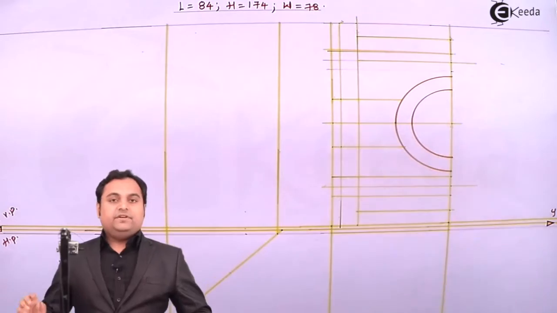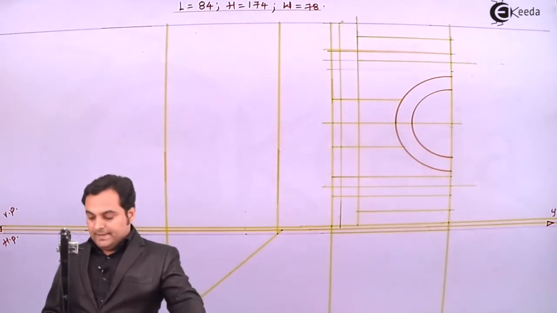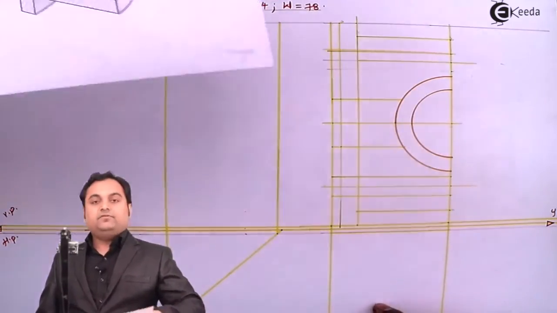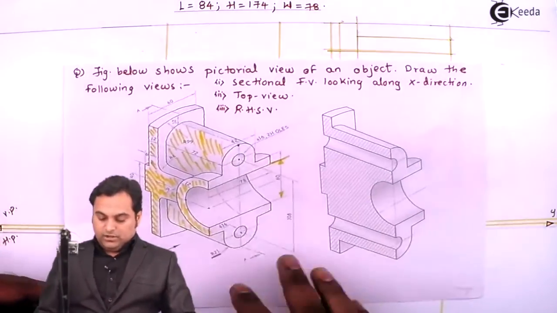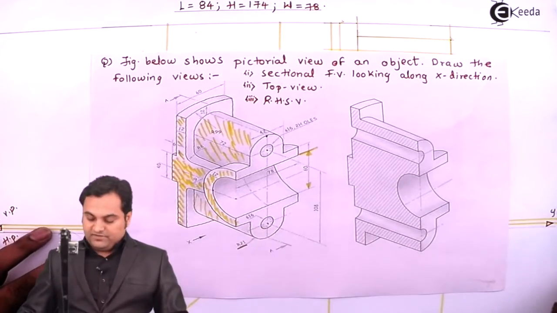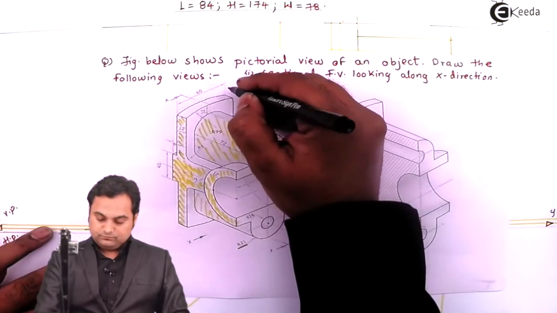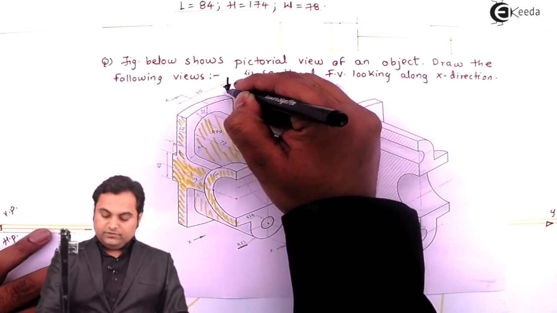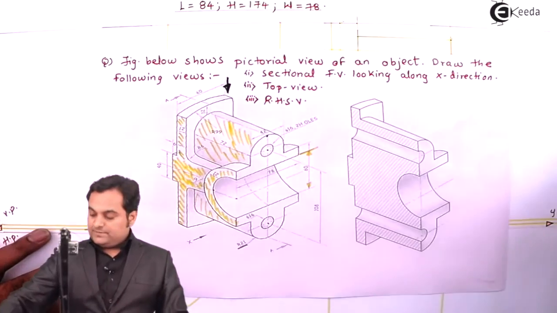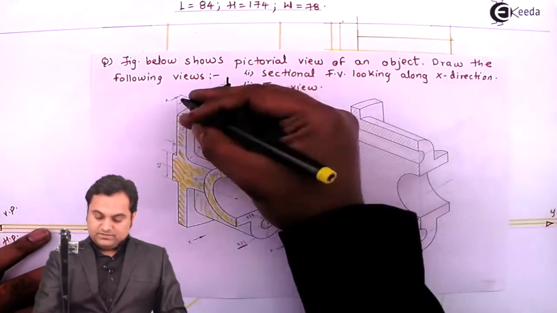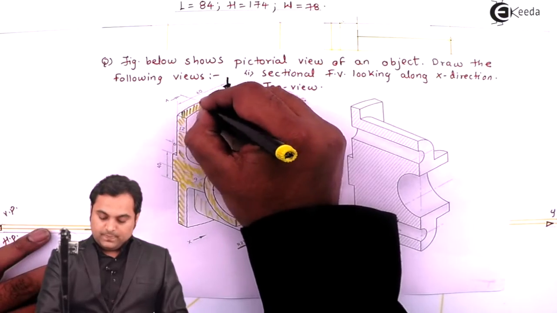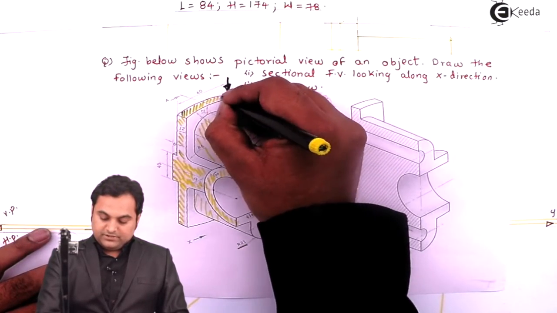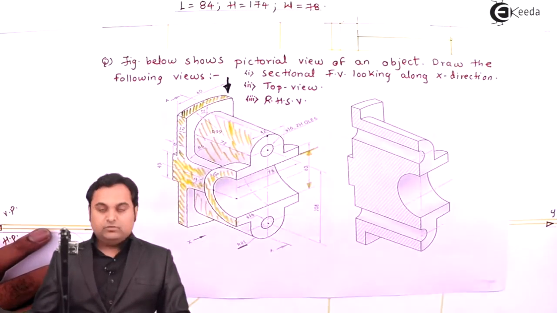Next, here I can see that the front view has been completed. I leave it as it is because here we have to draw the sectional front view. Now, looking from top as an observer, the first thing which is visible to me is this disc whose length is 12 mm and width is 60 throughout.